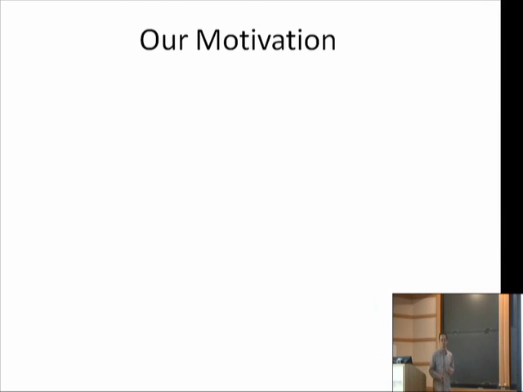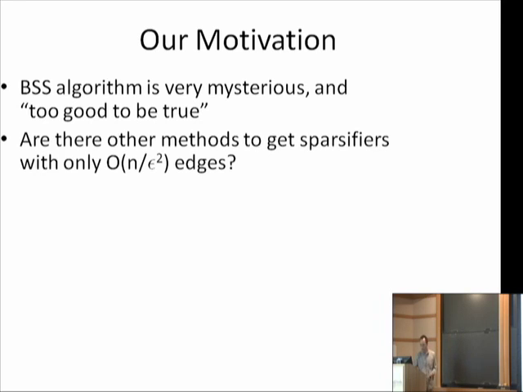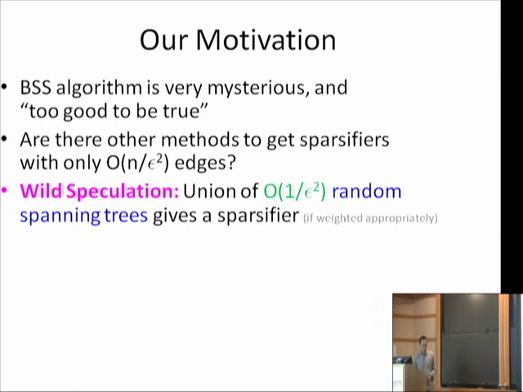Okay. So the motivation for our work was really that this algorithm of Batson, Spielman, and Srivastava is really quite mysterious, and it seems too good to be true. So I wanted to understand: are there some other methods to get sparsifiers with only a linear number of edges? One wild speculation that I had is perhaps if we took the union of a constant number of random spanning trees, then this might give a sparsifier. And I'll give some justification for that wild speculation later.